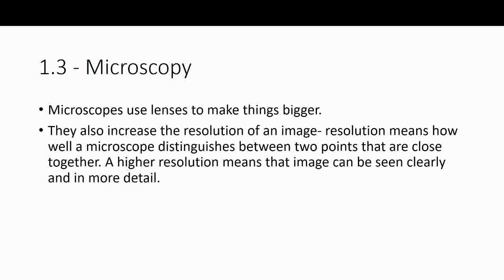1.3 looks at microscopy. Microscopes use lenses to make things bigger. They also increase the resolution of an image. Resolution means how well a microscope distinguishes between 2 points that are close together. A higher resolution means that the image can be seen clearly and in more detail.